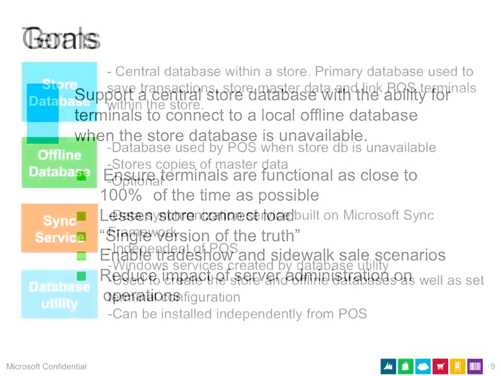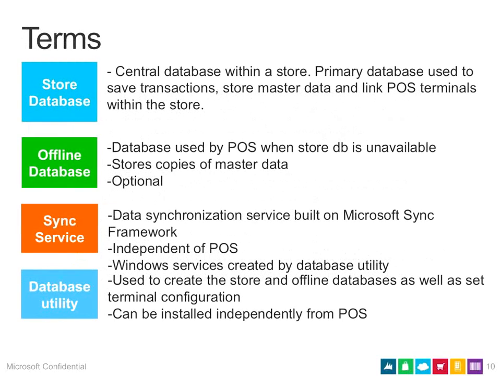Some of the terms I'll be talking about today, first is store database, and you can think of that as a central database within a store. That's the primary database used to save transactions, store master data, and link point of sale terminals within the store. An offline database is a database that's used by the point of sale, and that's local to your point of sale terminal. That offline database essentially stores copies of the master data, and it's used when that point of sale terminal can't access the store database. And this is optional.